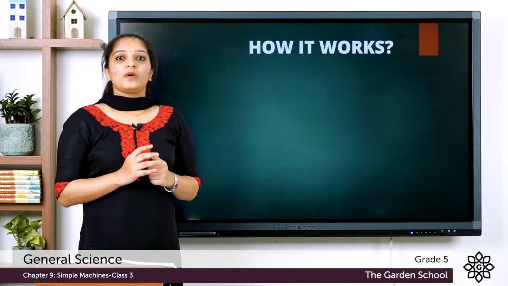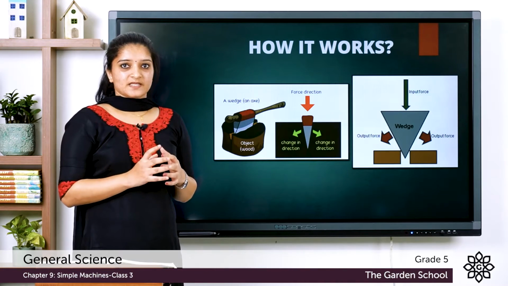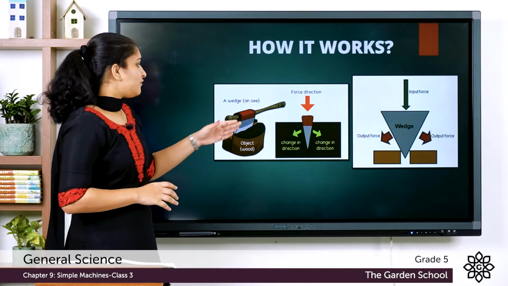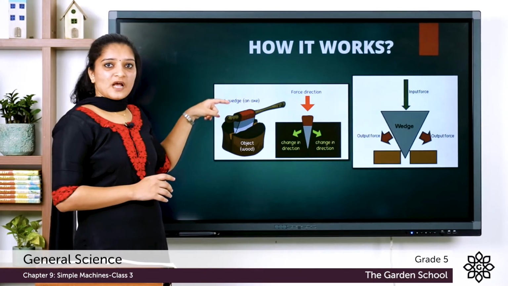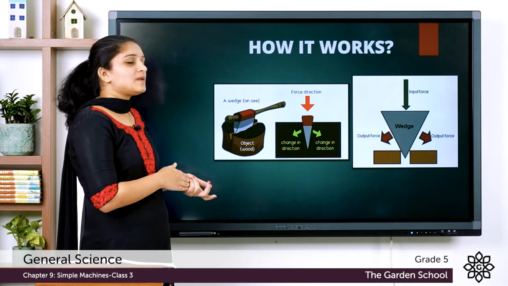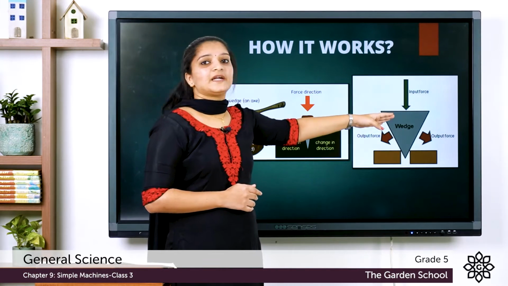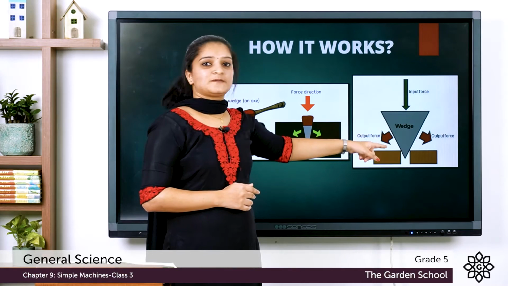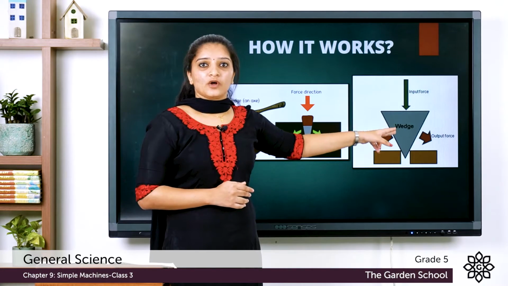Now let's see how it works. An example for wedge is an axe. Let's consider it as an example to explain its working. When we apply force to the widened edge of the axe, the force that we apply gets spread across the two inclined planes and it helps in splitting the wood.